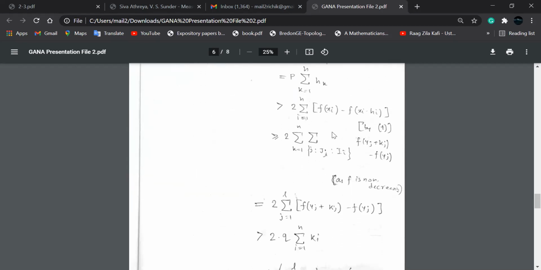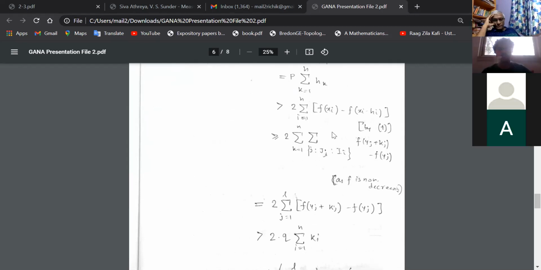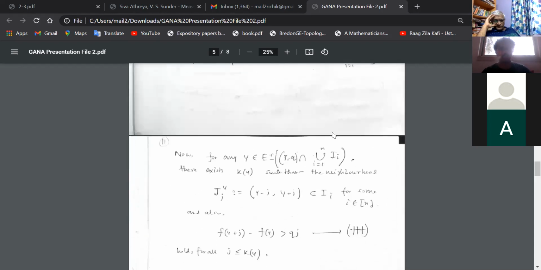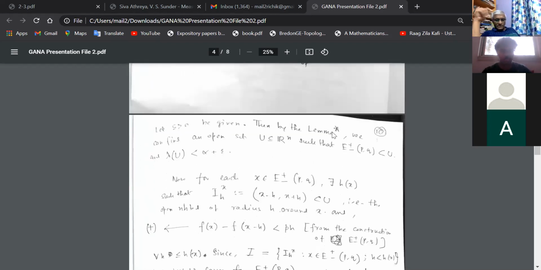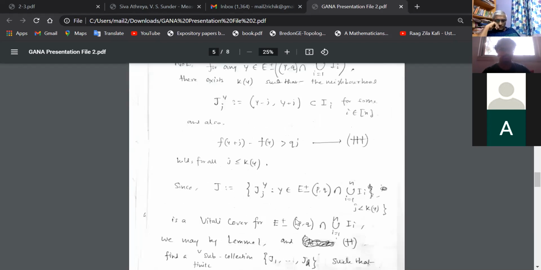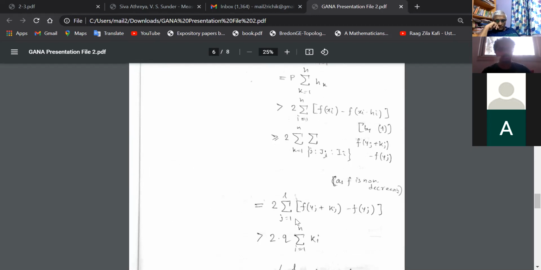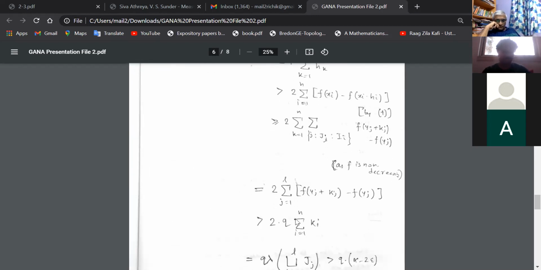So now this is less than 2 times the summation i running from 1 to n of f of xi minus f of xi minus hi, by dagger. Dagger is the relation f of x plus h minus f of x minus h is less than ph, I think. So from there, we can actually turn it into a double sum, because it's 2, right? If we run it from k equals 1 to n, and then run it over j such that Jj is contained in Ii, f of yj plus kj minus f of yj, because at first we considered a larger set. Now we have compressed it a little.